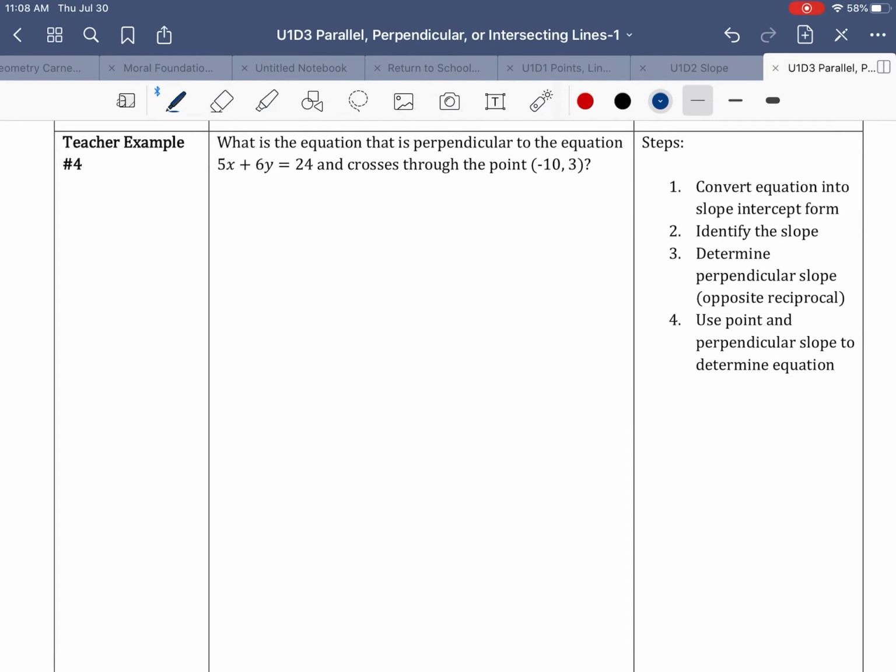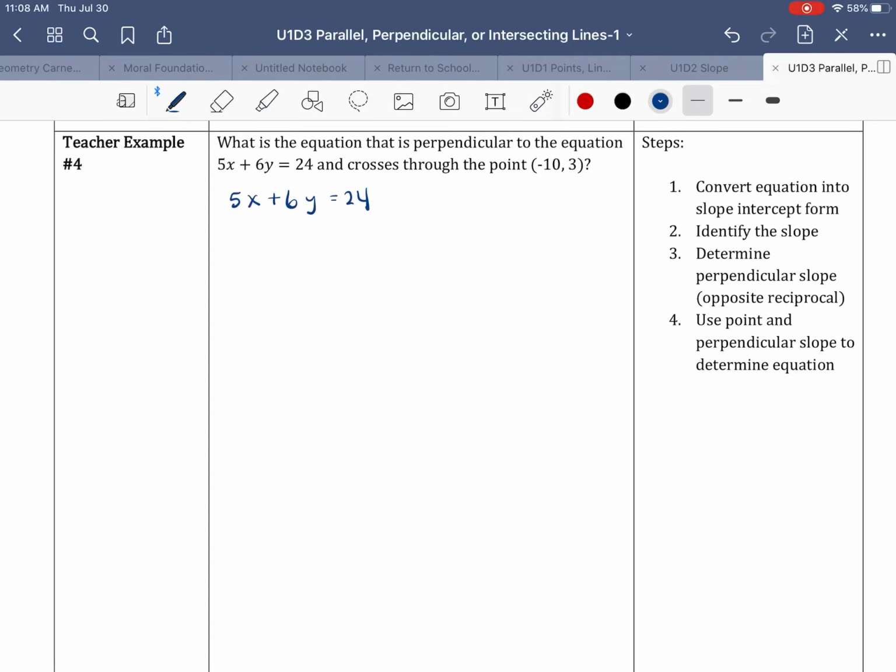All right, and now this is going to be our last teacher example. It's very similar to our previous question, but instead of parallel, we're looking for a line that's perpendicular. What is the equation that is perpendicular to the equation 5x plus 6y equals 24, and crosses through the point -10, 3? The steps are almost identical. We start with our standard form, 5x plus 6y equals 24. We need to convert it because standard form doesn't tell us anything about the slope, and we need to know the slope in order to determine something that is perpendicular.